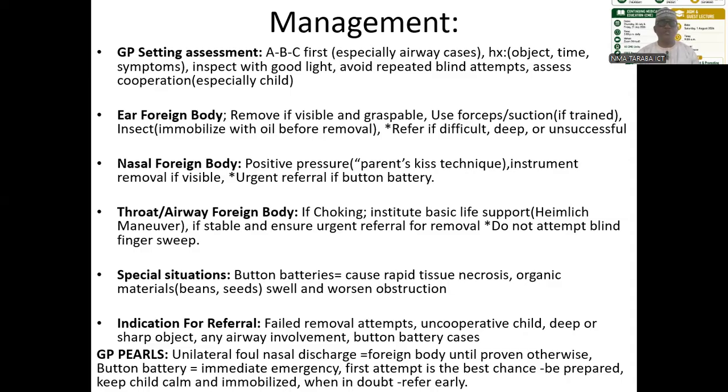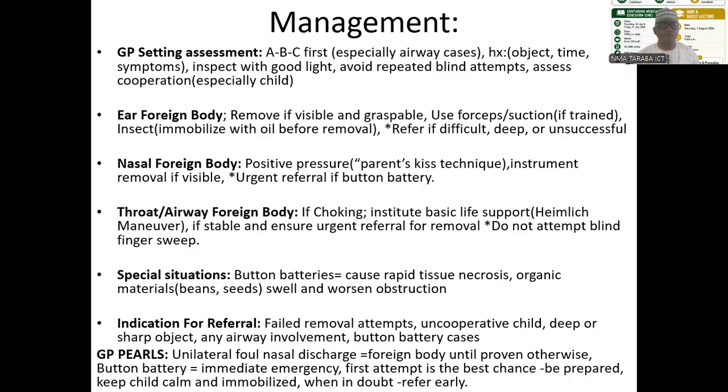Special situation, as I've mentioned, button batteries cause rapid tissue necrosis. Organic materials, beans or seeds, swell when they are allowed to be impacted, especially in the larynx, because of their contact with secretion, and that worsens obstruction. Because of that, if you don't have what it takes to remove them, it is good to refer. Indications for referral in foreign body in general are failed removal attempt, uncooperative child, deep or sharp object, any airway involvement, and button battery case.